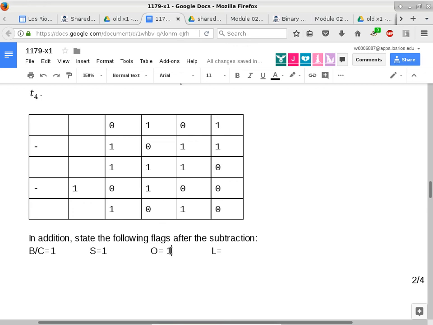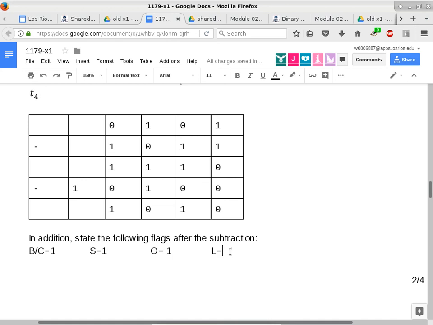All right, so what about the L flag? How do we define the L flag, which means less than in the interpretation of signed values? It's the exclusive OR of the sign and the overflow. Do you guys remember that one?